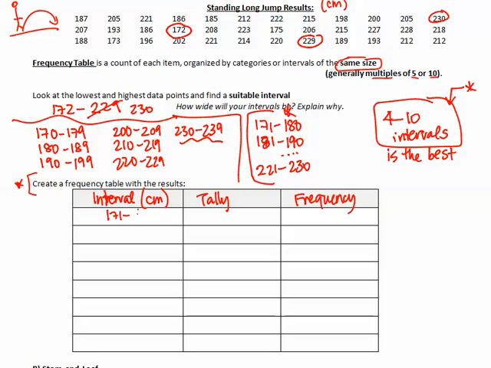So 171 to 180, 181 to 190, 191 to 200. Notice that as I'm going along, no numbers will be left out in this example. The only numbers that might be left out are any decimal numbers that fall in between 210 and 211, for example. But because there are no decimal numbers, I don't have to worry about that. In this case, I have 6 intervals. I could have more. Because it fits my rule of between 4 and 10 intervals, I should be okay with my actual results in the end.